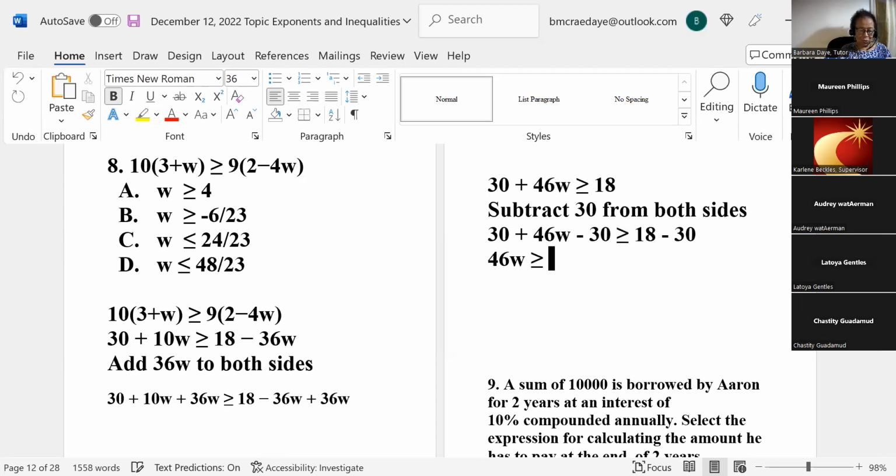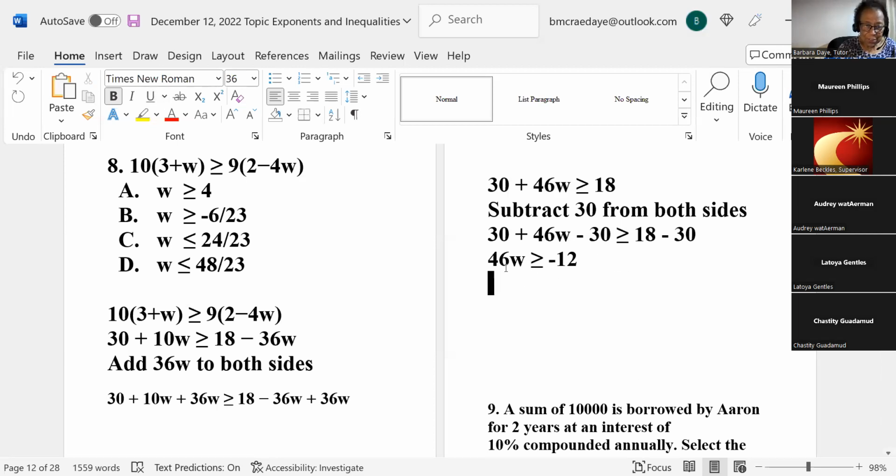Minus 12, because you subtract when the signs are different. Now we want to solve for W. So somebody tell me, what do I do next? 46W means 46 times W. That's a multiplication. Opposite of multiplication is division. So what do I do to just get W? You divide both sides by 46.